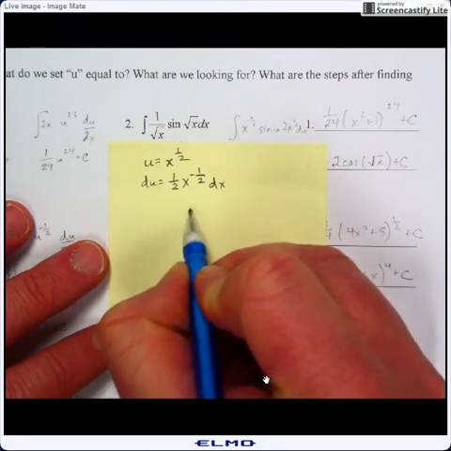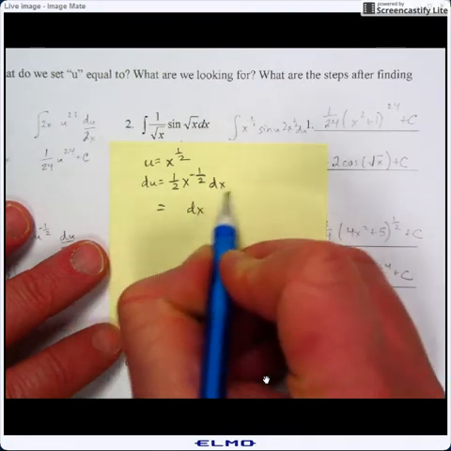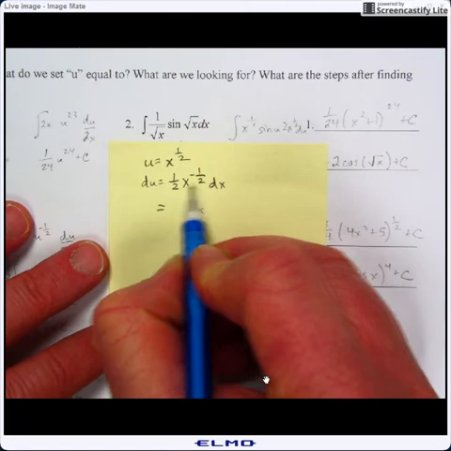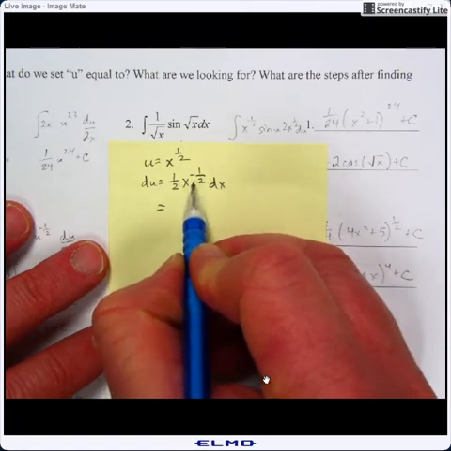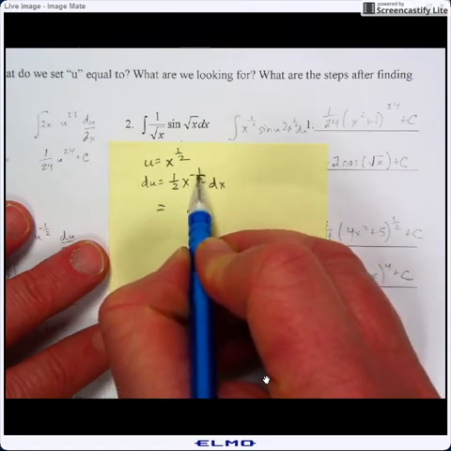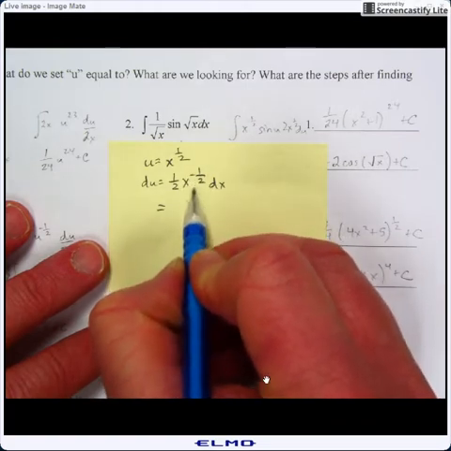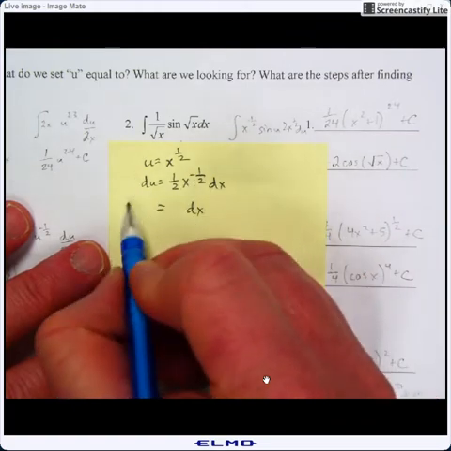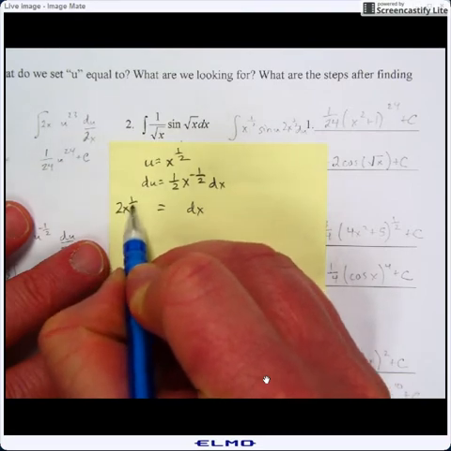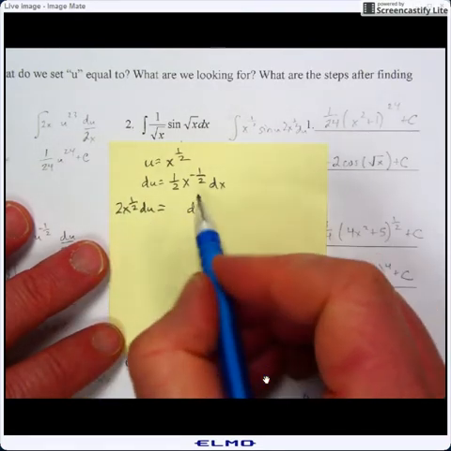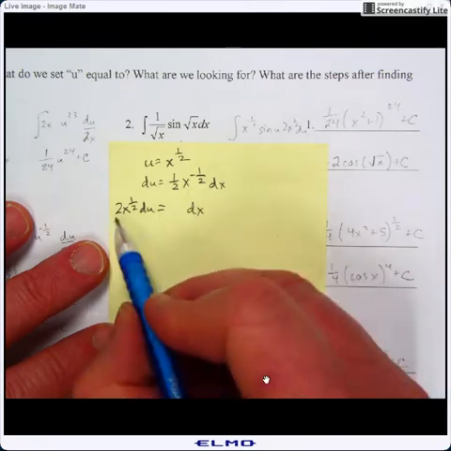Now, a couple things that will help you with your fractions when you solve for dx. You're multiplying both sides by 2 and x to the positive 1/2. Because if you divide by negative 1/2 over here, it's going to move up. So you really end up with 2x to the 1/2 du when you switch. So that gets rid of that.